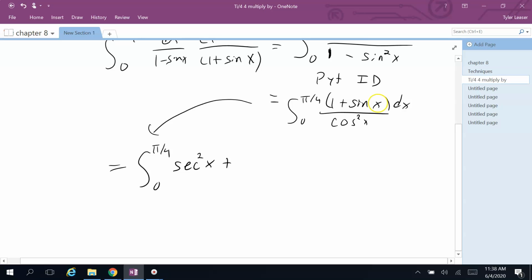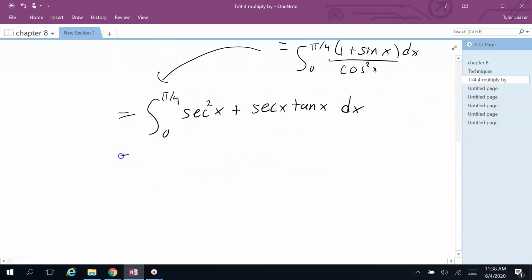We're going to do some more identities here. I'm going to think about sine over cosine squared as sine over cosine and then a separate 1 over cosine. That 1 over cosine is just secant, and then sine over cosine is tangent. Again, use that trig identity. These look awful, but they have very nice antiderivatives. These should be ones that you remember back from Calc 1. Secant squared has antiderivative of tangent because the derivative of tangent is secant squared. Secant tangent has antiderivative of just secant because the derivative of secant is secant tangent.